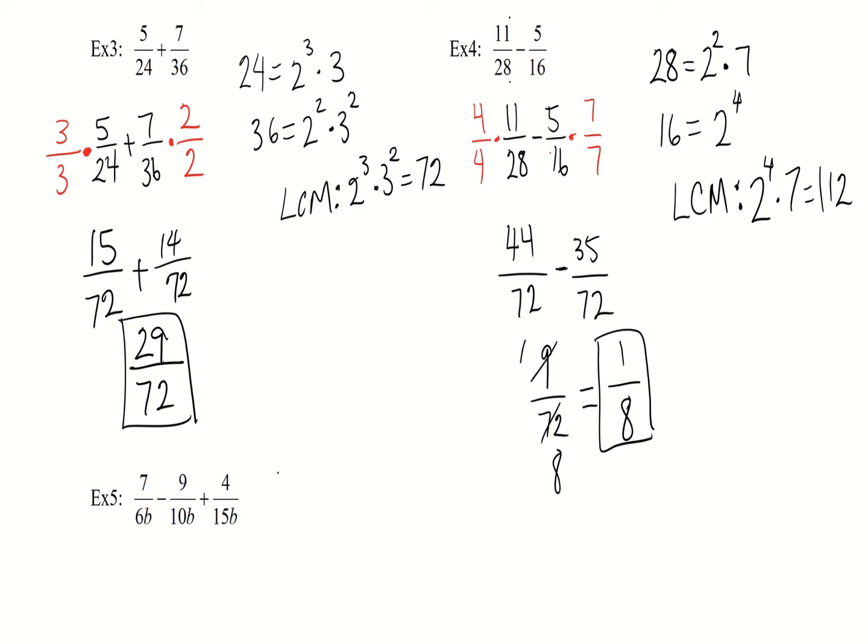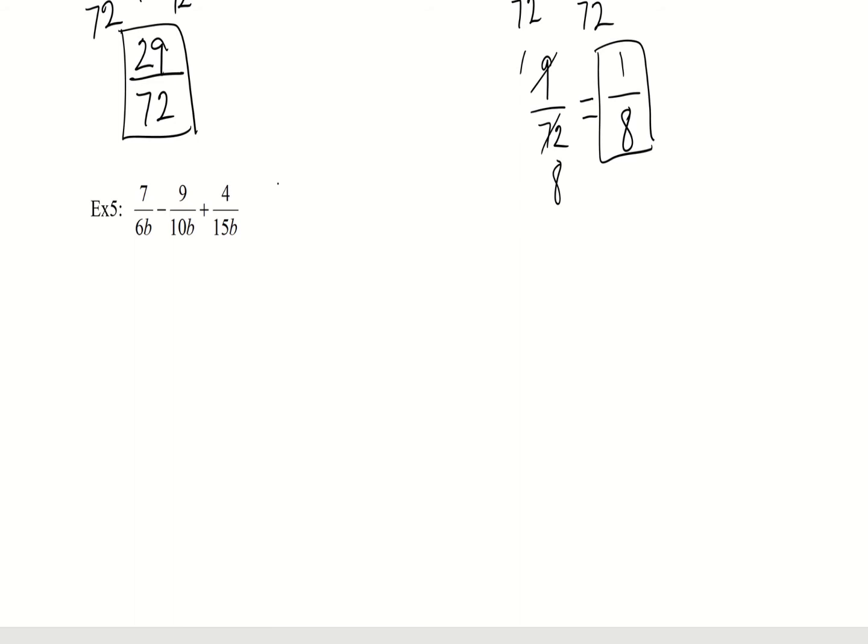And then lastly, we have example 5, where we want to determine our common denominator, and then we can add or subtract. Here, note that each denominator already has a b to the power of 1, so b is one of the common factors for that denominator. And then we've got to determine the common denominator between the numbers 6, 10, and 15.